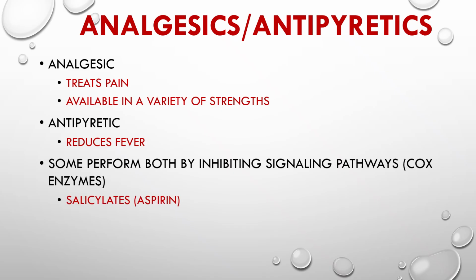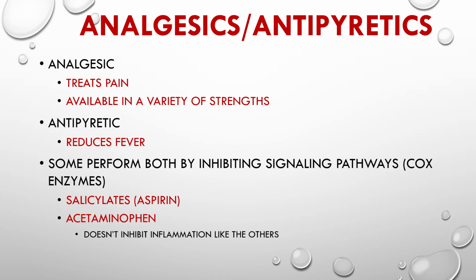For example, aspirin, which is the salicylates, and acetaminophen, which is our Tylenol. This one, unlike the other ones, doesn't inhibit inflammation. Aspirin is also anti-inflammatory. Tylenol is not. So it does help with fever, it does help with pain, it does not help with inflammation. And then our other one, the NSAIDs, which stand for non-steroidal anti-inflammatory. So they are anti-inflammatory, but for the sake of this slide, they also treat pain and they reduce fever, and these are things like ibuprofen and Aleve or naproxen.